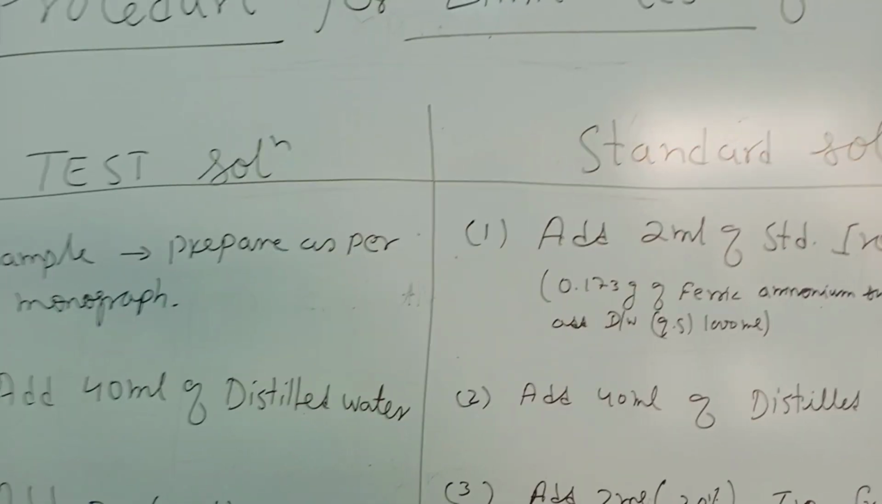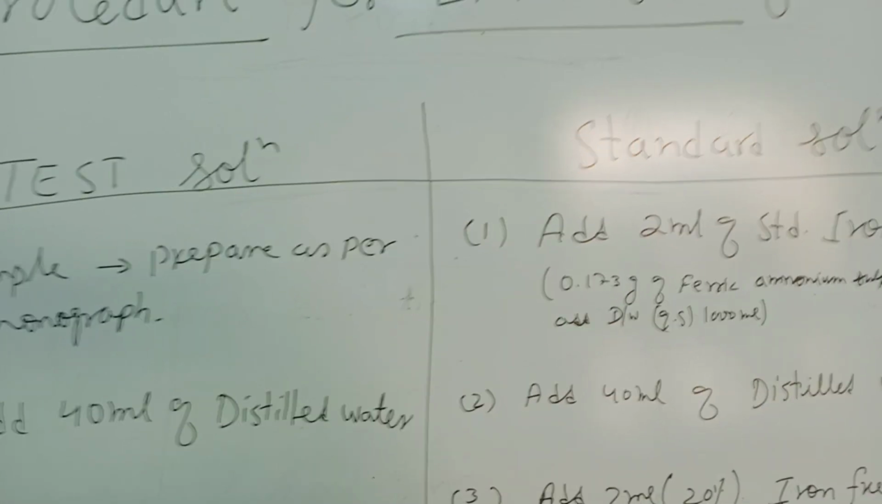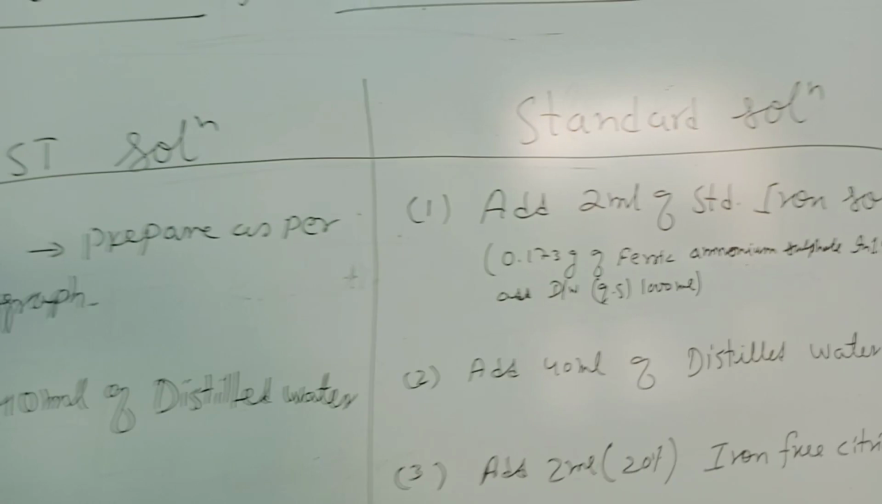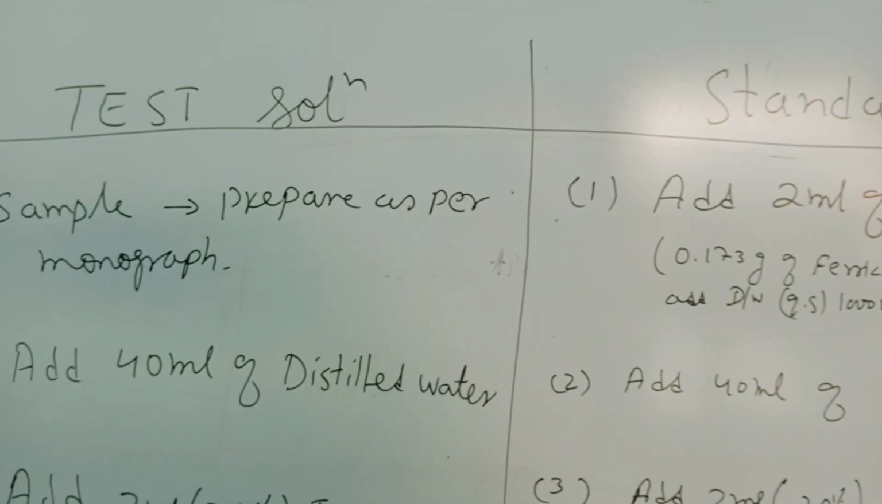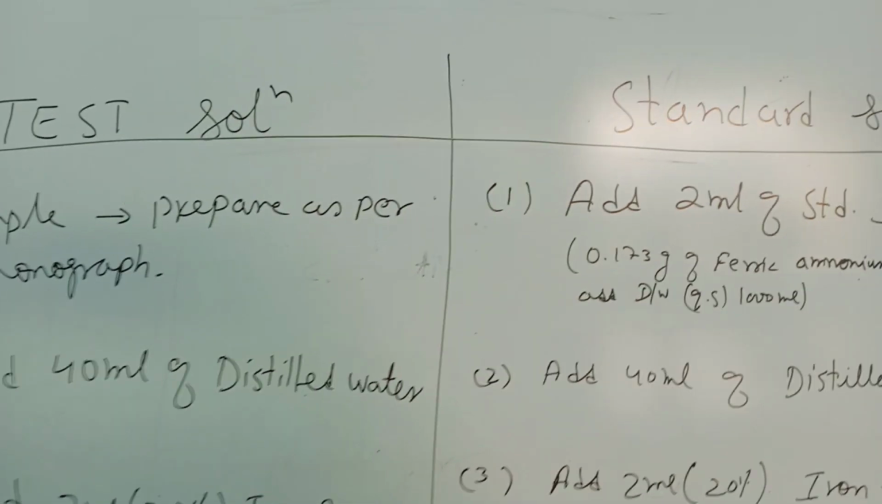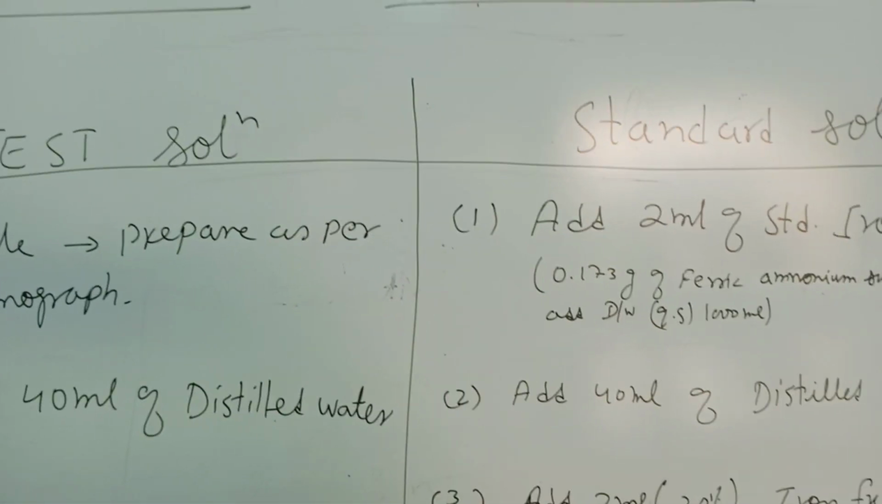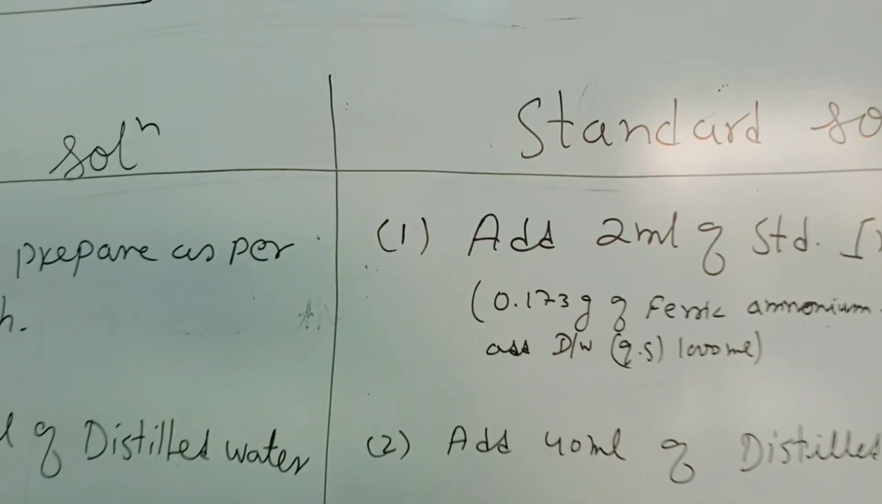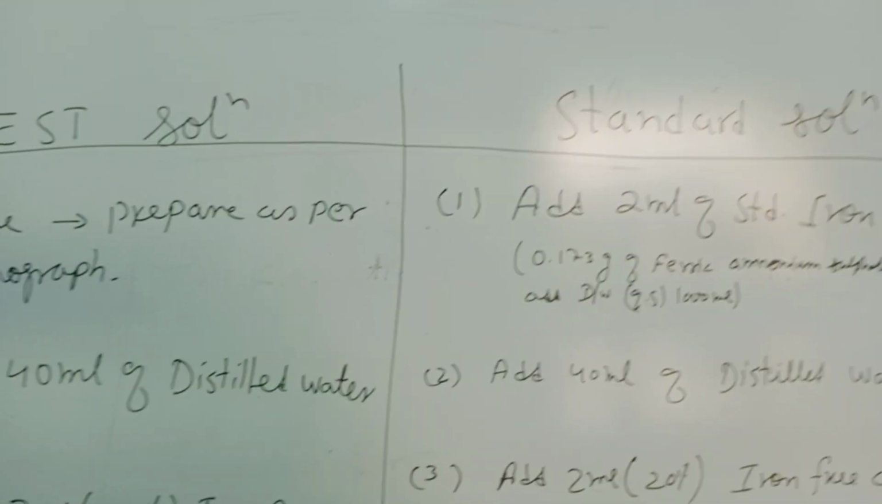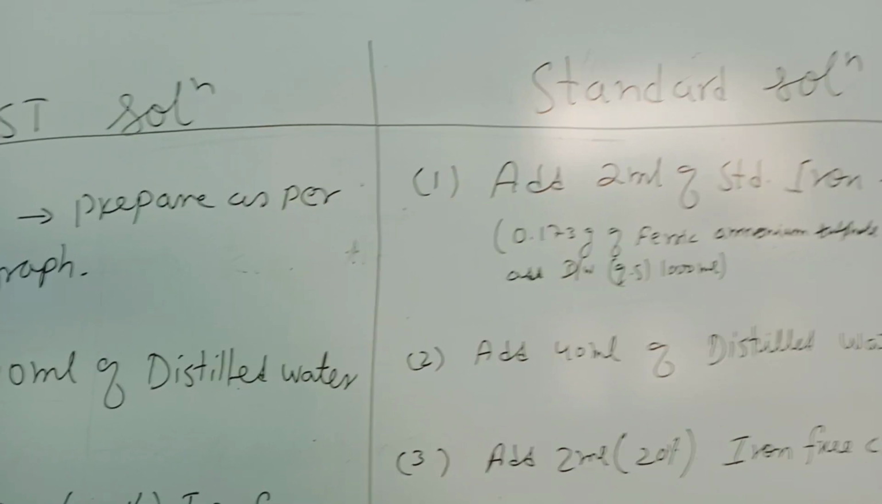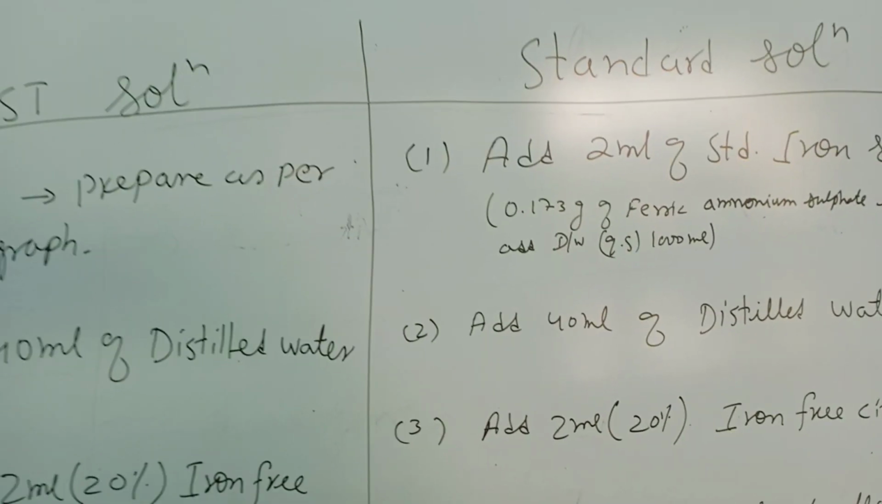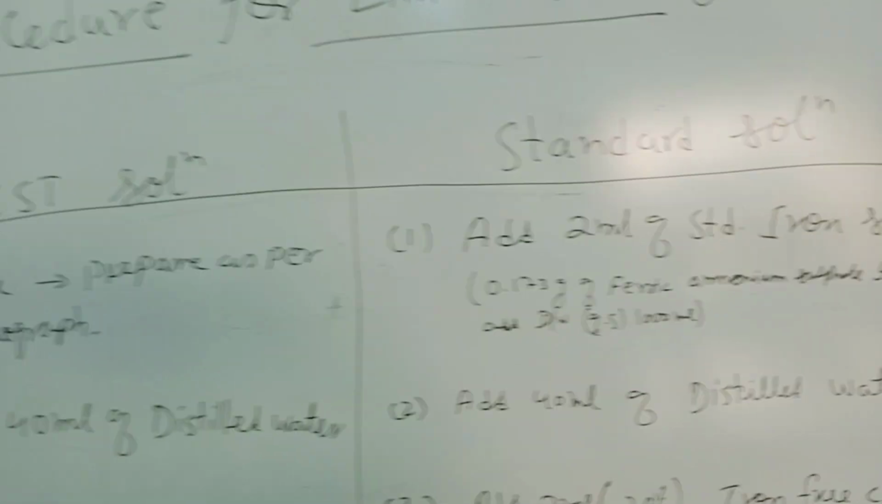So if the test solution has a color intensity less than that of the standard, the sample passes the limit test. And if the test solution has a color intensity equal to the standard solution, then in such a case also the test solution passes the limit test, because in both cases the impurity or the iron present in the test solution is well within the permissible limit according to the color produced and compared with the standard solution.